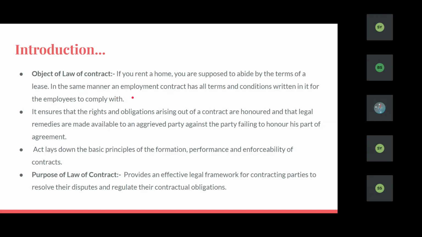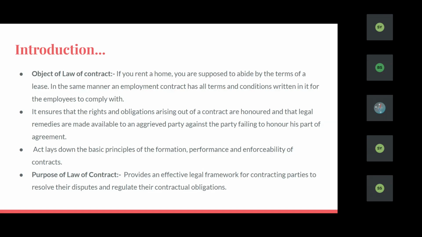Now, in case any of the parties to the contract goes against any of the clauses written in the contract, any one person doing something which is against the contract, then the opposite party can bring an action against him. That is why contract is such an important subject these days. That is why we are learning this subject, to know what the benefits of it are.